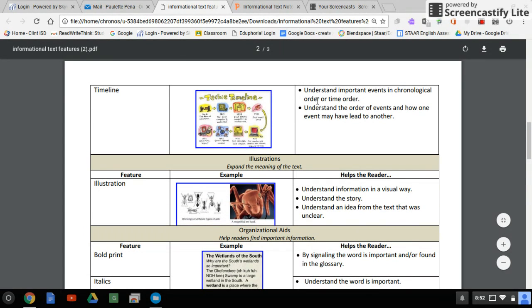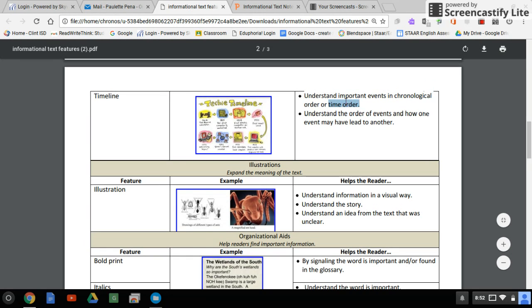Timeline. Understand important events in chronological order or time order. Important events in chronological or highlight time order. This is where it shows you the order of events. Understand order of events and how events may have led to another. So highlight have led to another. The timeline shows you because this happened first and this happened and this happened. It is all in a timely order.